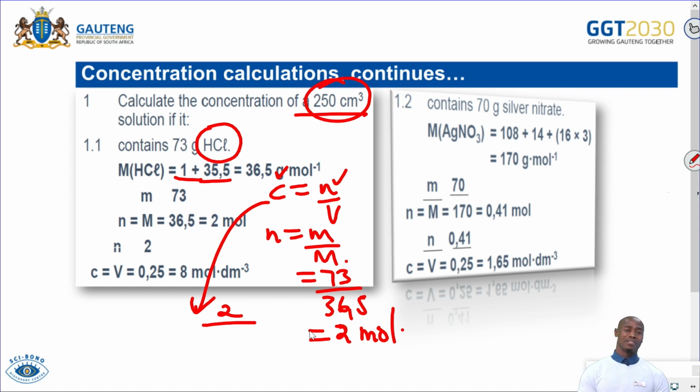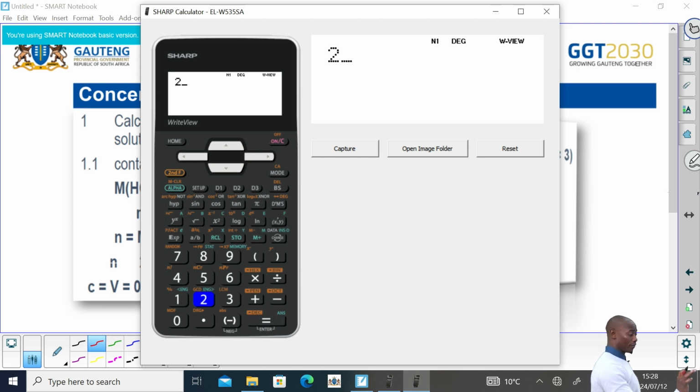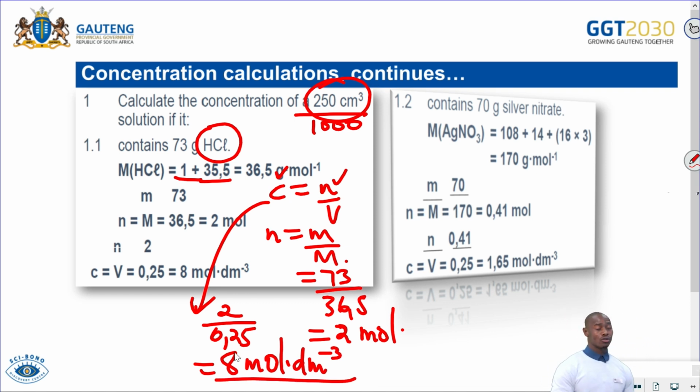You have to convert cubic centimeters to cubic decimeters, so it will be 250 divided by 1,000, which is 0.25. So what is 2 divided by 0.25? The answer is 8. So it's 8 mol per cubic decimeter. That is the concentration of hydrochloric acid. So it's concentrated, too concentrated, because its concentration is above 1 and far from 1.